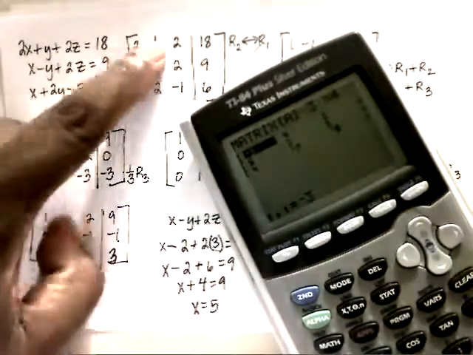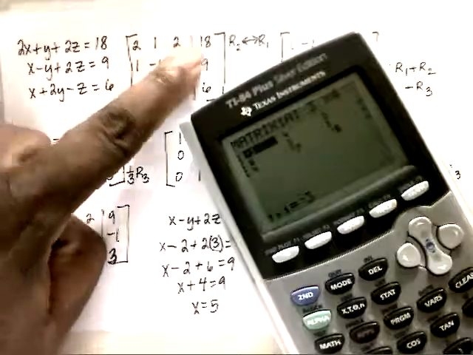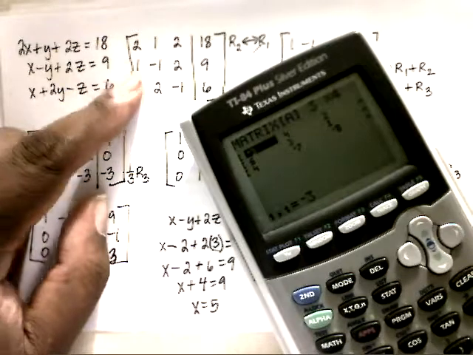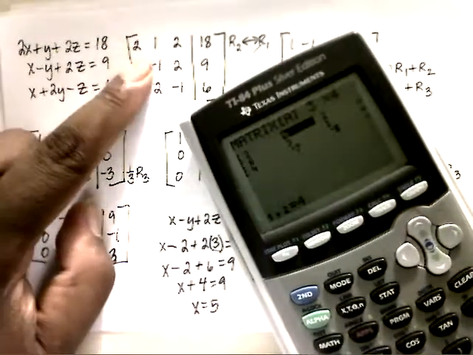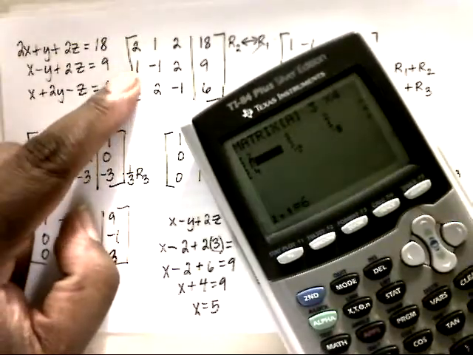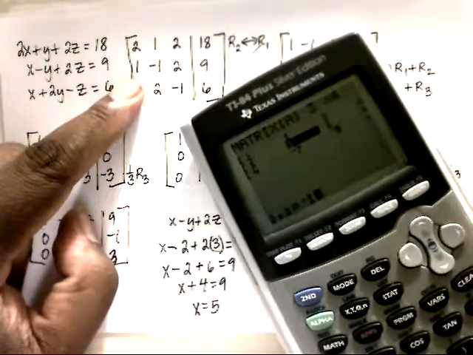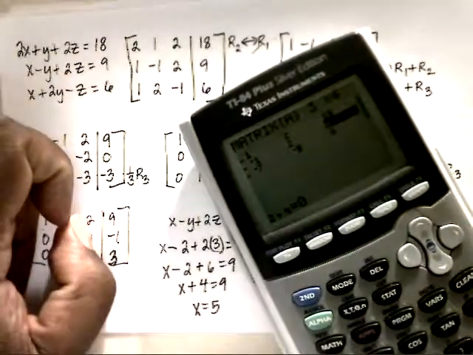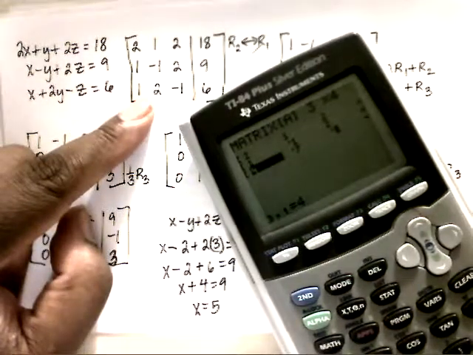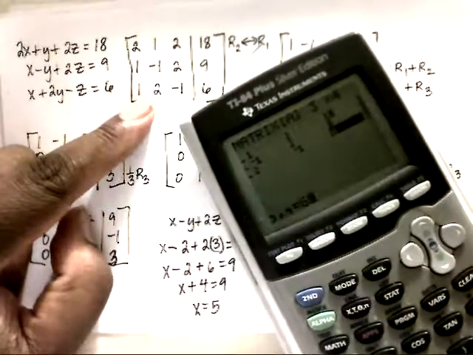And then you're going to enter each element, row by row. Like in this case, the 2, 1, 2, and 18, you're going to enter each one of those one at a time, pressing enter after each element. So we press 2, enter, then 1, enter, 2, enter, 18, enter. Then the second row, we do the same thing: 1, enter, negative 1, enter, 2, enter, 9, enter. Then the last row: 1, enter, 2, enter, negative 1, enter, and then finally 6, enter.